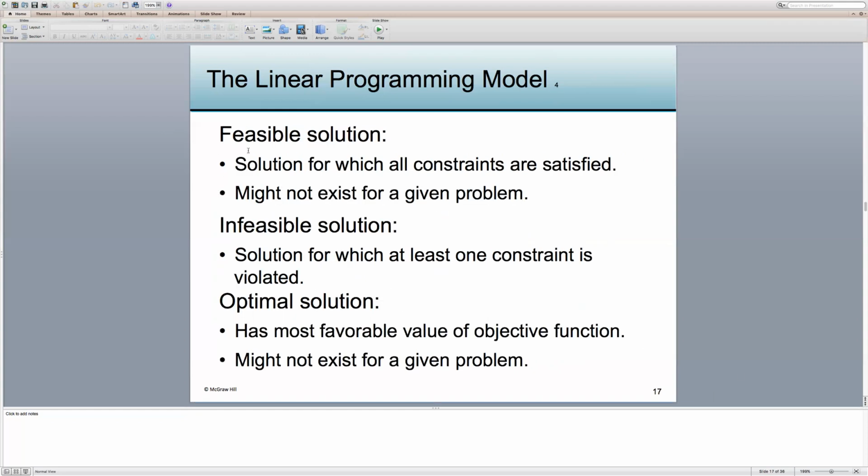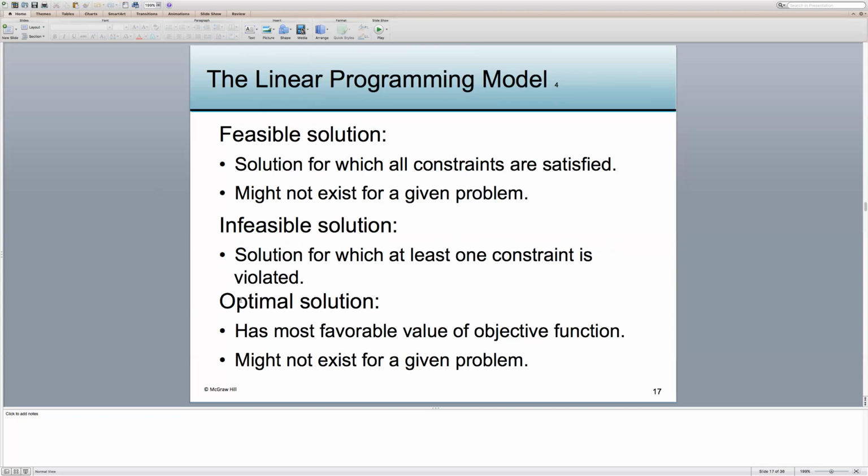A feasible solution is a solution where all the constraints are satisfied. If you're lucky, you have feasible solutions, but it might happen in a particular problem that there's no possible solution at all. There's no feasible solution. An infeasible solution is a bad solution. It's a solution where at least one constraint is violated.